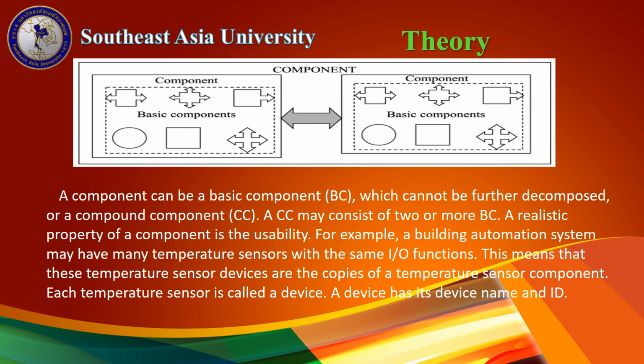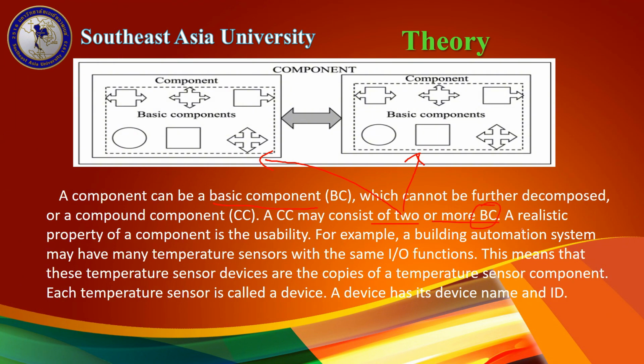Okay, and then we can see a component can be a basic component. Basic component means BC here, which cannot be further decomposed, or a compound component. Compound component means CC here. A CC may consist of 2 or more BC. You can see it, this is just one or more BC.